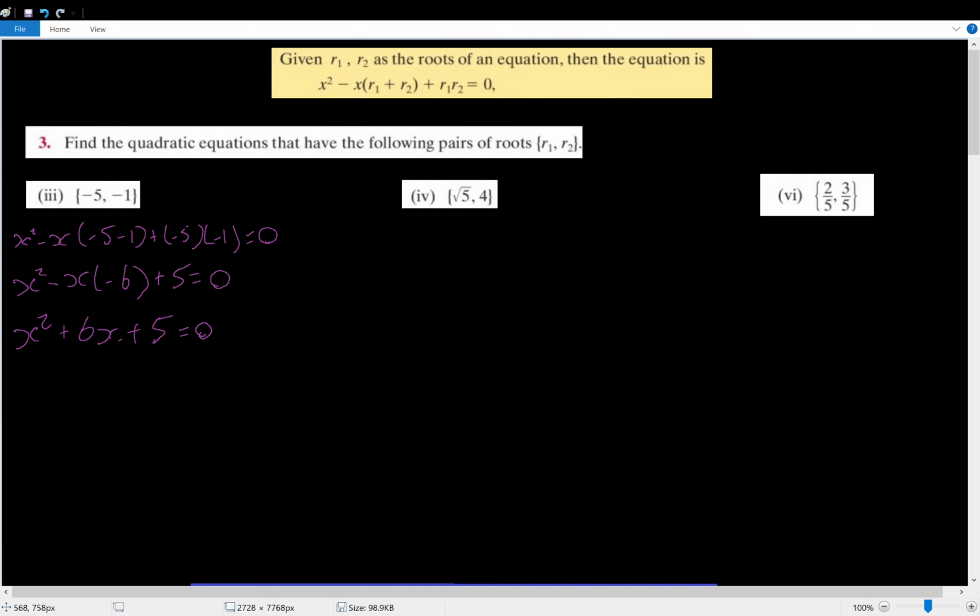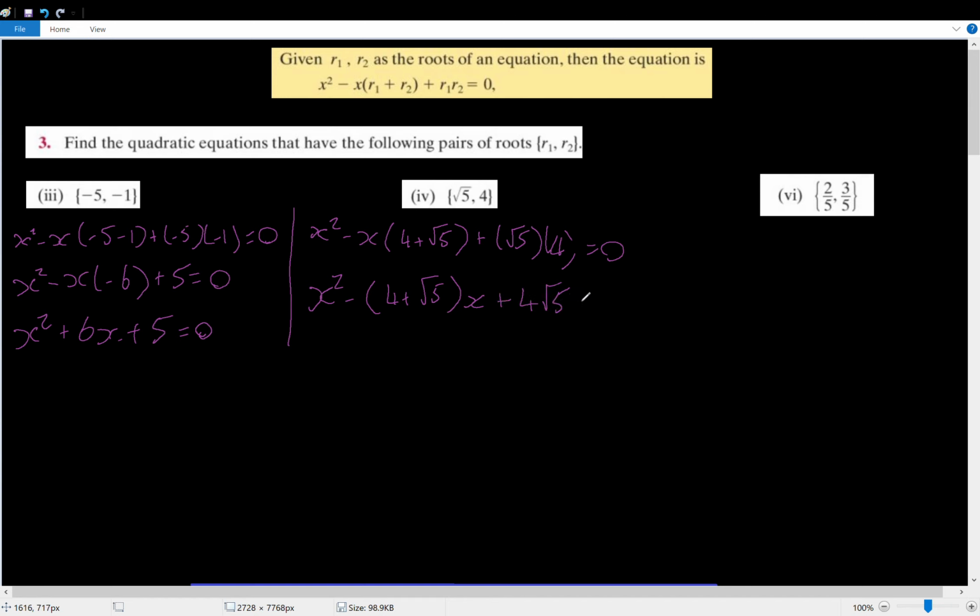Now let's see how this looks in part 4. So in part 4, we're going to have x squared minus x times the sum of the roots, which is going to be 4 plus root 5, plus the product of the roots, so plus root 5 times 4, and that's equal to 0. So what we're going to get in the end is x squared minus (4 plus root 5)x plus 4 root 5 is equal to 0. And we can leave it like that in surd form.